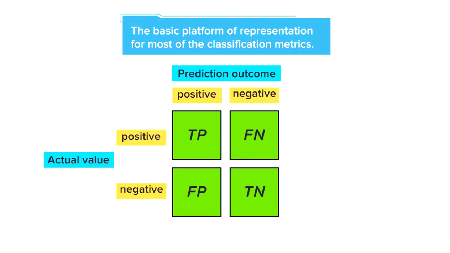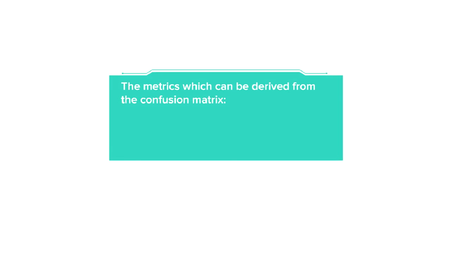The confusion matrix serves as the basic platform of representation for most of the classification metrics. There are a lot of metrics which can be derived from the confusion matrix, but we will only be covering the most essential ones, such as accuracy, precision, and recall.